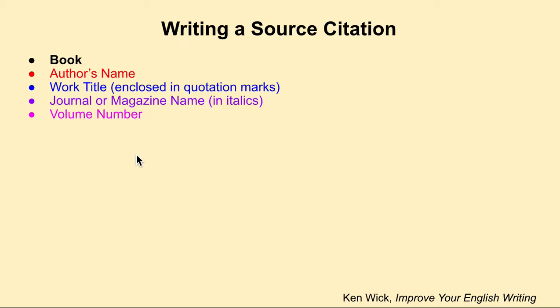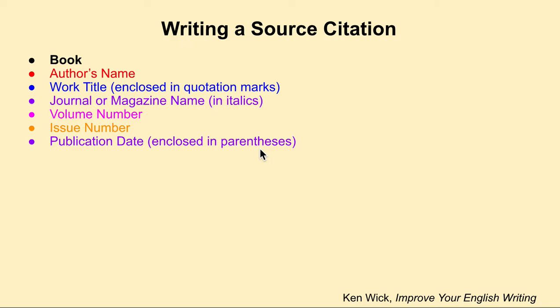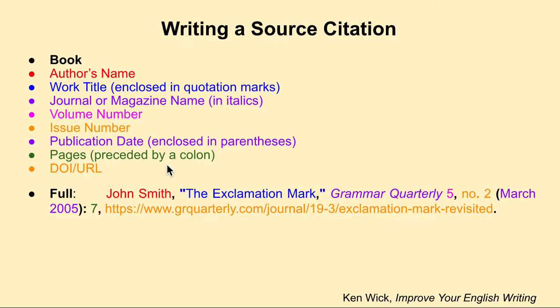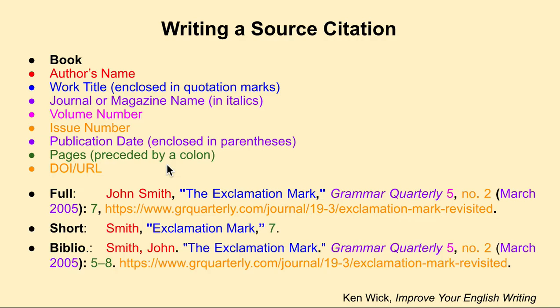You have the volume number, you have the issue number, you have the publication date, which is enclosed in parentheses. You have the page number, which is always preceded by a colon. And then you have the DOI or URL. So let's look at 3 examples like we did last time and go over these.